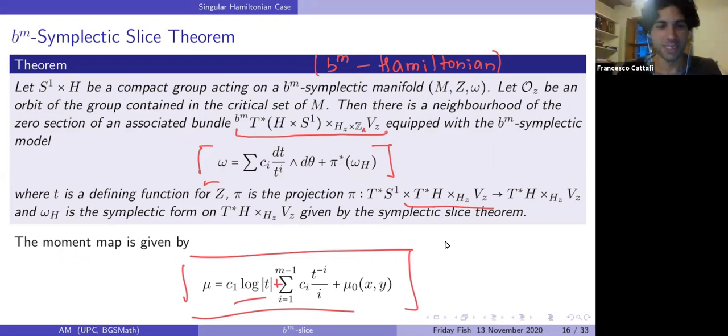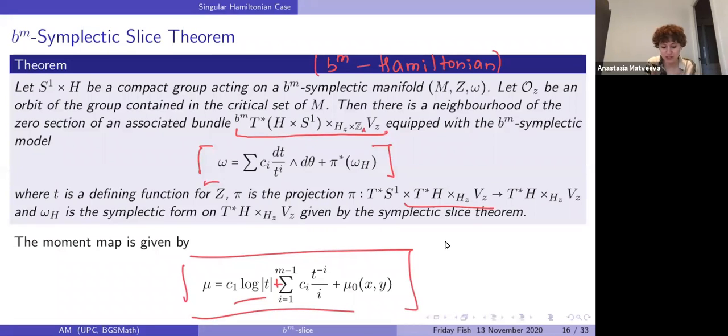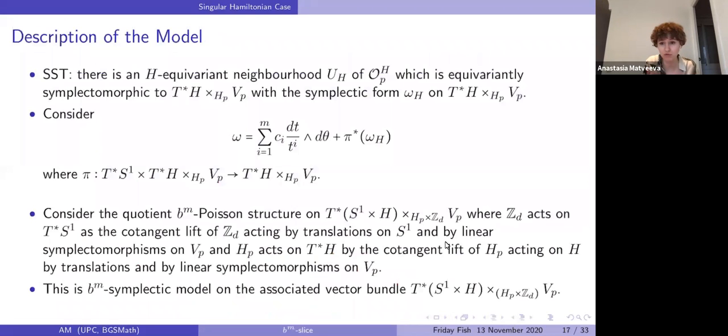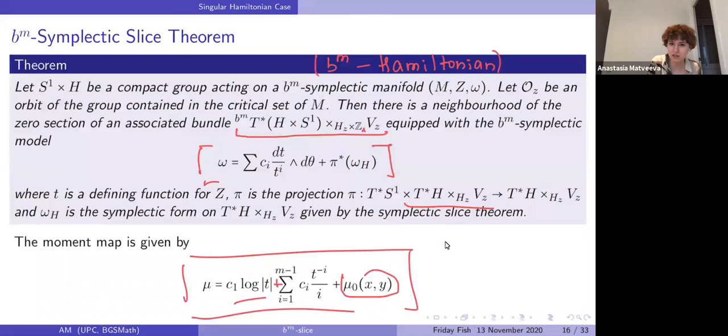So the moment map will be given by this formula with the log component, with other degrees of t, and this mu0 term coming from the Hamiltonian action and from the normal form theorem that we saw before. Let me maybe not give you the whole proof, but describe the model here. First, we say that the usual symplectic slice theorem can tell us about the H action here. One important thing is that here it's Hamiltonian, but we also want to look at situations when it's not, and the last part of my talk will be about that.